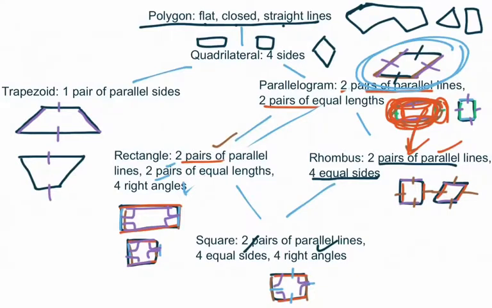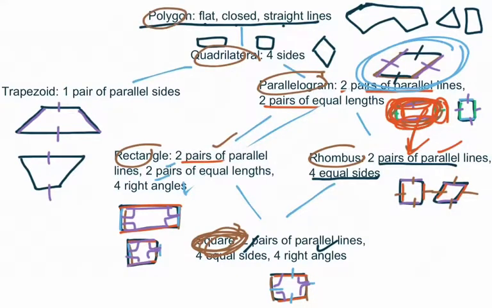Wow, so the most diverse shape that we have here is kind of our square, because a square can be also called a rectangle, and a square can also be called a rhombus, and a square can also be called a parallelogram, and a square can also be called a quadrilateral, and a square can also be called a polygon. A rectangle can only be a rectangle, a parallelogram, a quadrilateral, and a polygon.